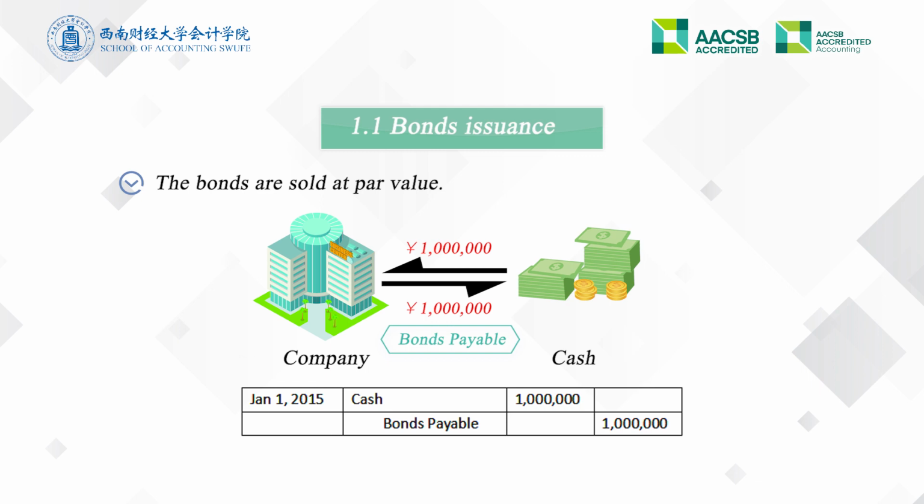January 1st, 2015, debit cash 1 million yuan. Credit bonds payable 1 million yuan.